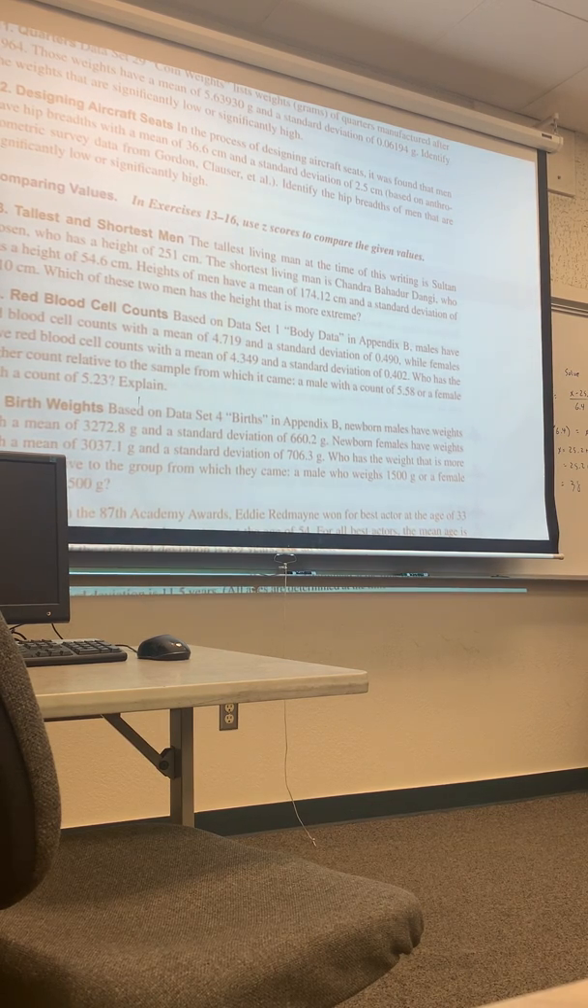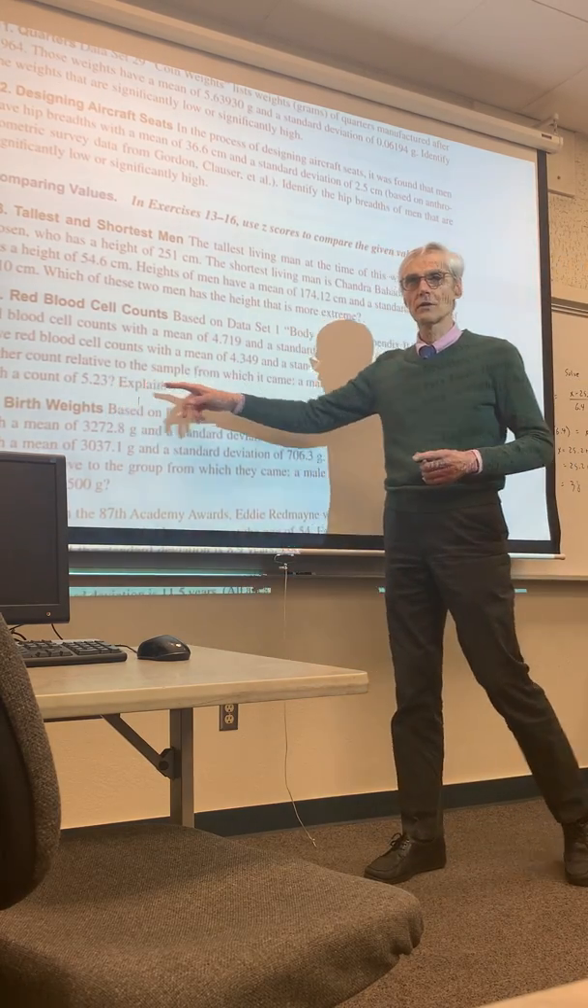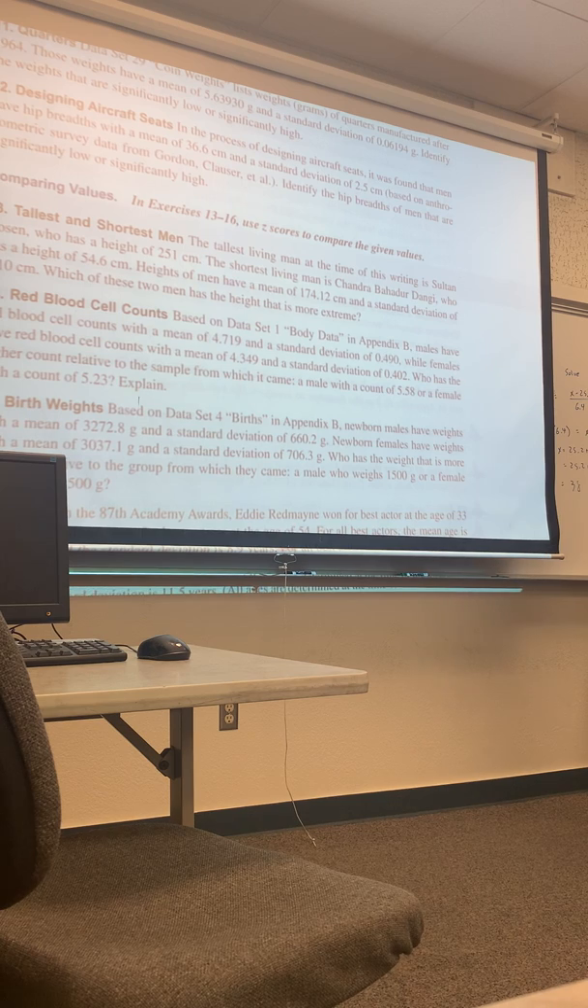So how do you do this? You find the z-scores for each of these values, and then see which z-score is bigger. That one's the more extreme one. You just use the z-score formula: z equals x minus mu over sigma, or x minus x bar over s. It should be in your formula sheet.